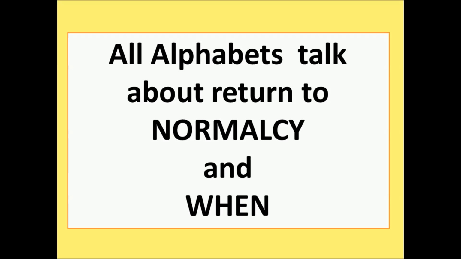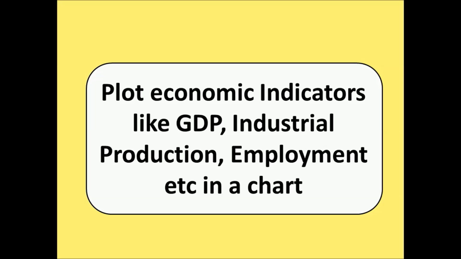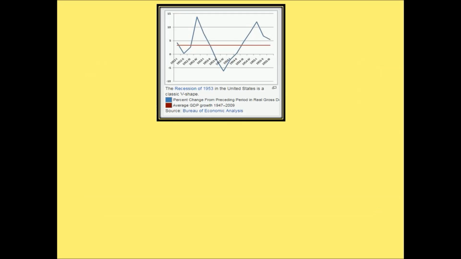So all these alphabets talk about return to the normal situation and when it is going to happen. In various alphabets, the existing data is used to model the forecast of the economy for the future. If you plot all the economic indicators like GDP, industrial production and employment data in a chart, you get various shapes, whether it is W, U or L. So let us talk about all these recoveries, all these alphabets one by one.